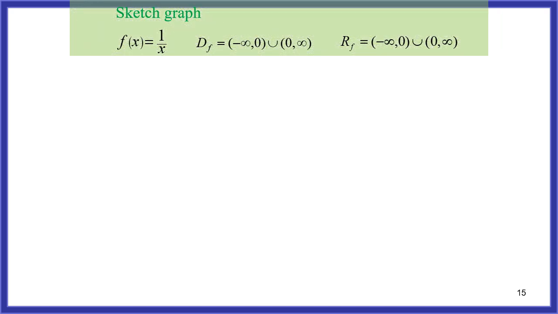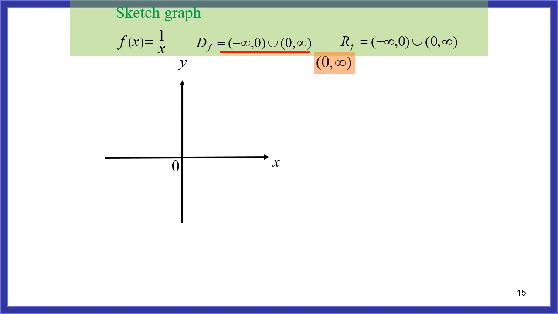Okay, so how to sketch the graph of this type of function? So we have the basic shape of 1 over x graph. It will be, because we cannot include 0, and then here also we cannot include 0 for the range. So when x approaches infinity, what is the y? Let's say x equal to 10,000. So y will be really small. So it's going to be small when it's going to infinity, to the right.